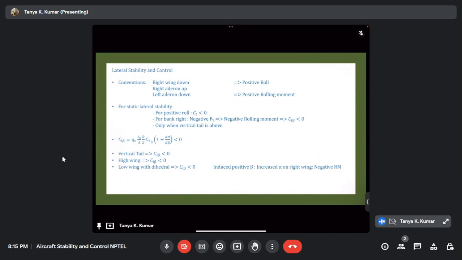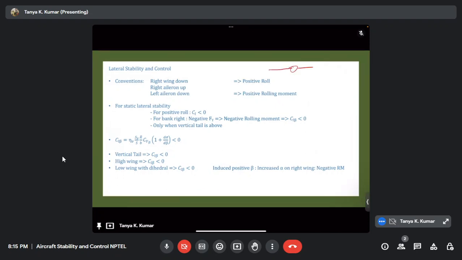What does it do? If I deflect my right aileron up, will the lift, let me just draw this. So this is right and this is left. If I deflect my right aileron up, does it give an increase in lift or reduction in lift? It gives reduction in lift, less lift, and this gives you more lift. So it rolls in this direction, with the right wing going down, which is the positive roll. So this is the positive aileron deflection.